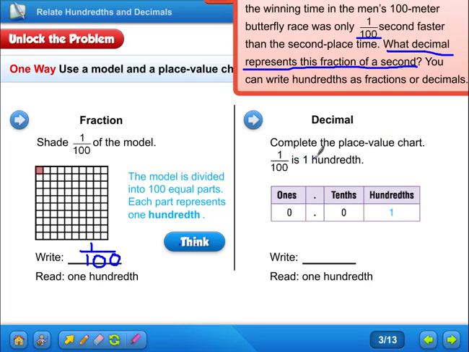So, as a decimal, complete the place value chart. How many tenths are there? There's no tenths, so there's just 1/100th.